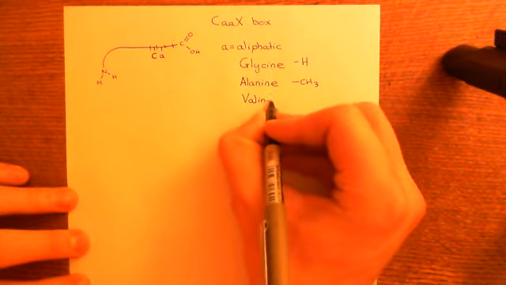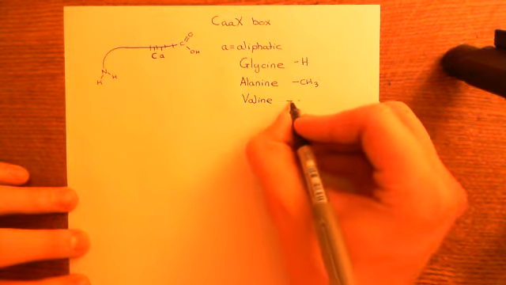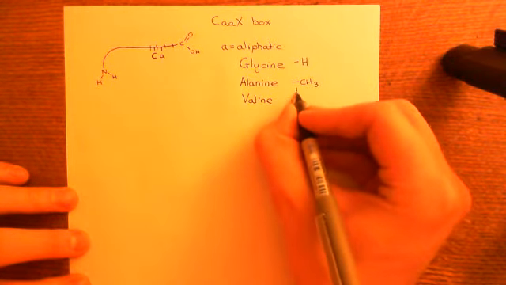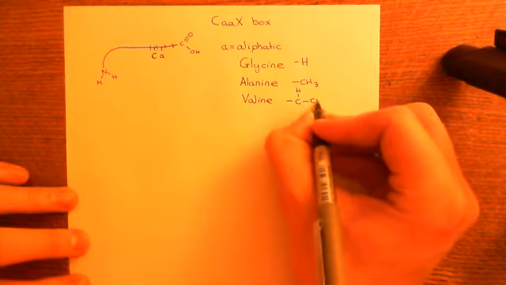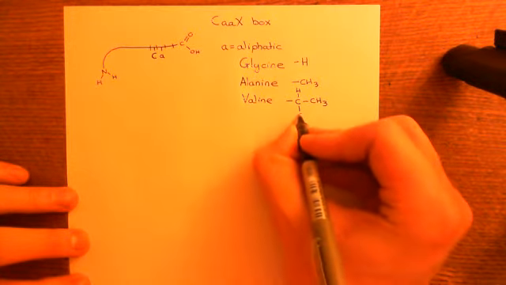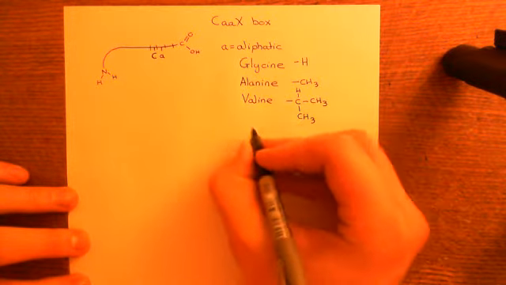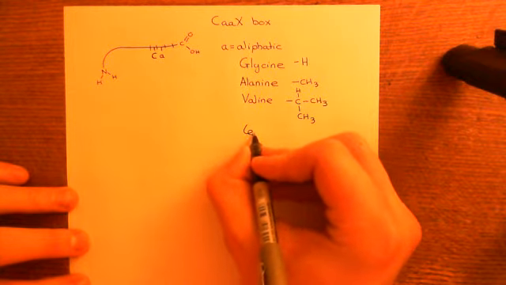Valine is starting to get a little bit more complicated. In valine, what you have is a carbon, which then has 2 methyl groups coming off it. So 1, 2. So that's the R group of valine. Then we're getting bigger as we go down.